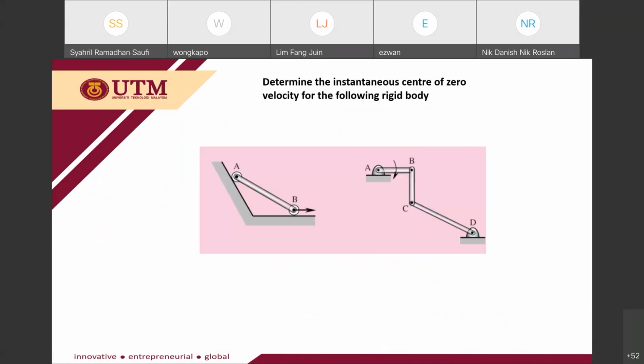So now I will go on to this exercise. Determine the instantaneous center of zero velocity of the following rigid body. The ICZV exists only for general plane motion. Only for a body that is moving with general plane motion, then you will have the instantaneous center of zero velocity.